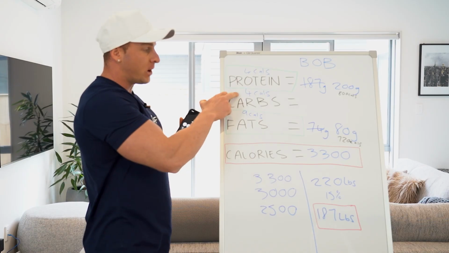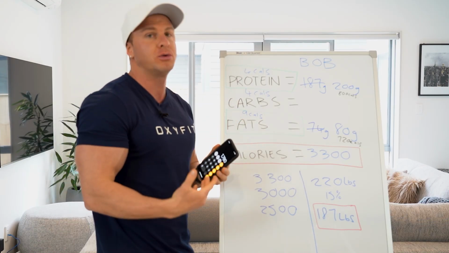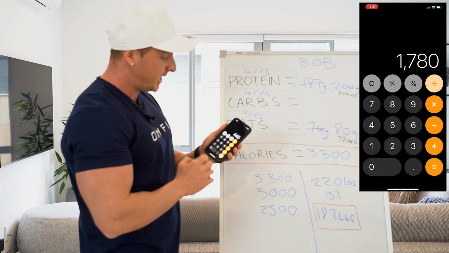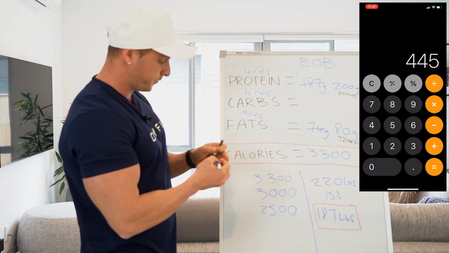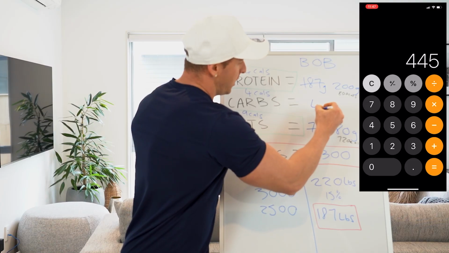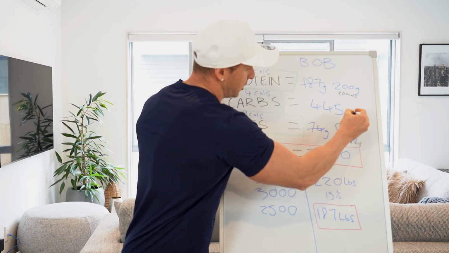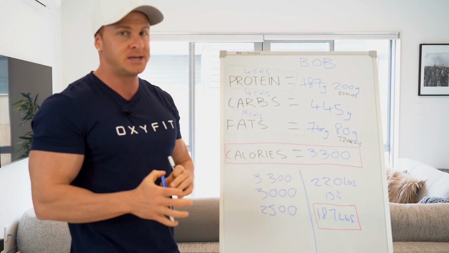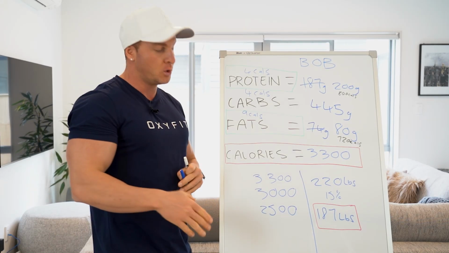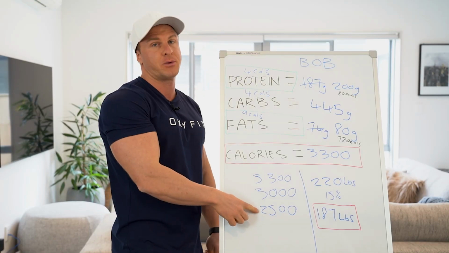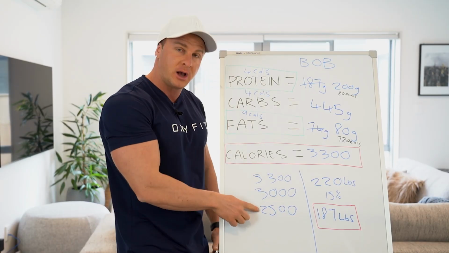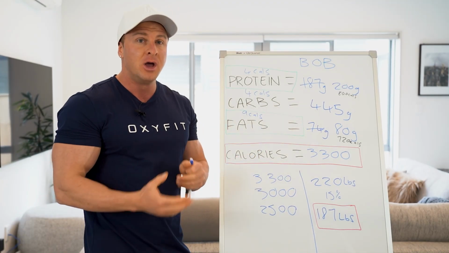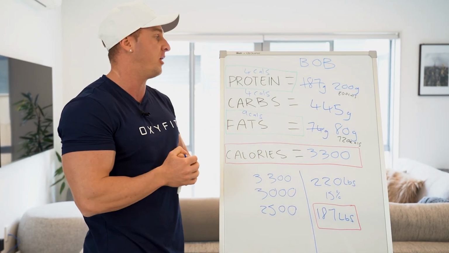Now, there is 4 calories per 1 gram of carbohydrate. So we're going to go 1,780 divided by 4 equals 445. 445 grams. And that right there is how we work out our macro split in regards to building muscle or losing body fat if we went for this calorie intake. Obviously, if we went for 2,500 calories trying to lose fat, then our carbohydrate intake would be a lot lower because we don't have as many calories in our diet.